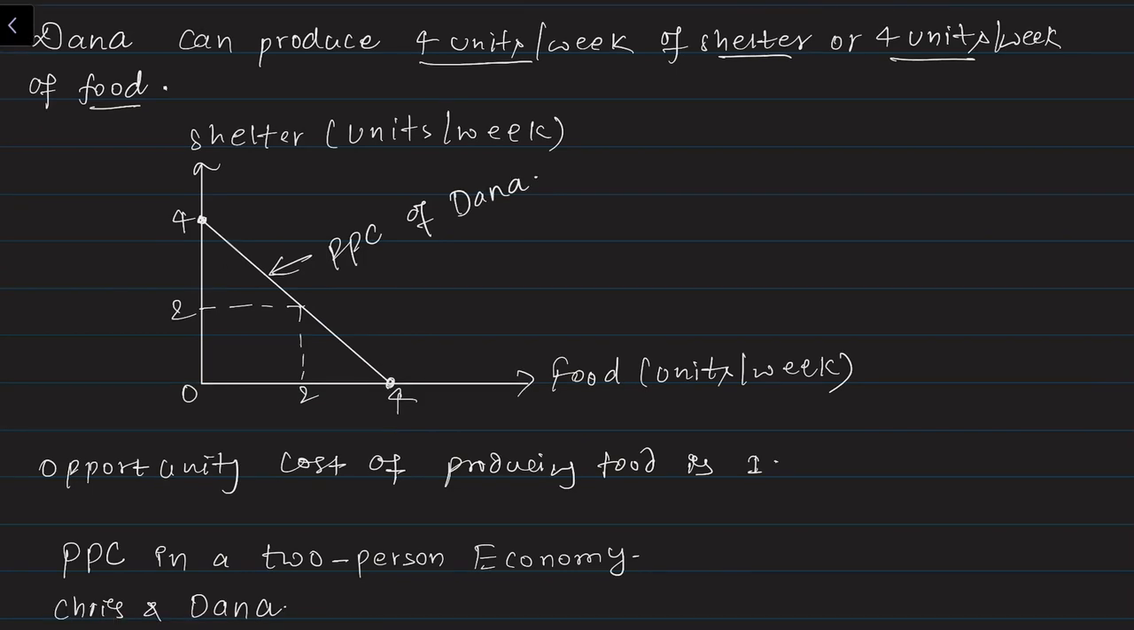And let's find out the opportunity cost of producing food. So the opportunity cost of producing food for Dana is 1, right? This is just 4 divided by 4.